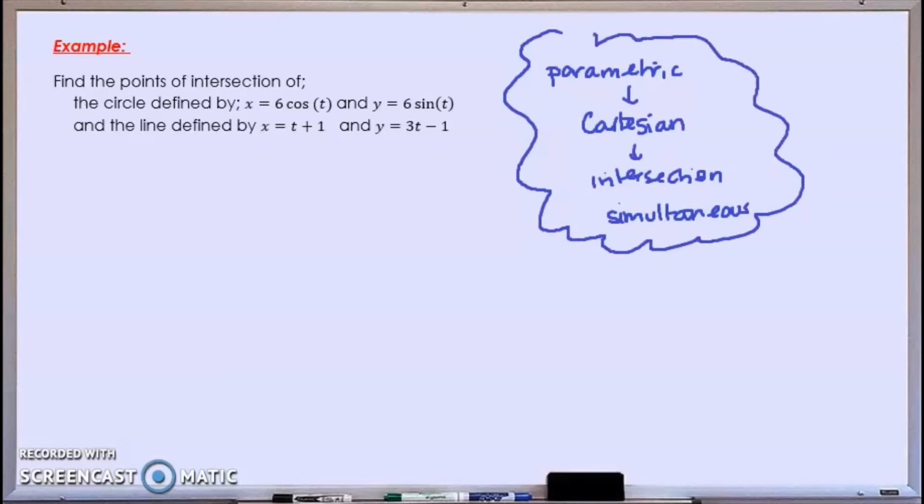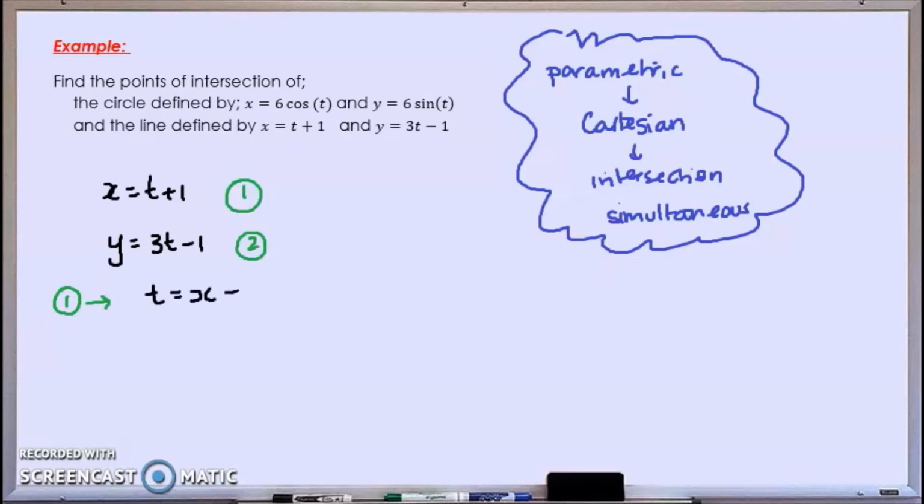Let's start off with the easier of the two parametric equations, and that's the second one. We'll call our equation x equals t plus 1, equation 1, and we'll call the equation y equals 3t minus 1, equation 2. Now equation 1 can be rewritten as t equals x minus 1. This makes it easy to substitute into equation 2.